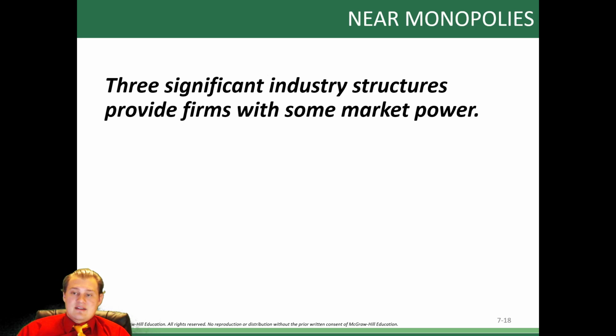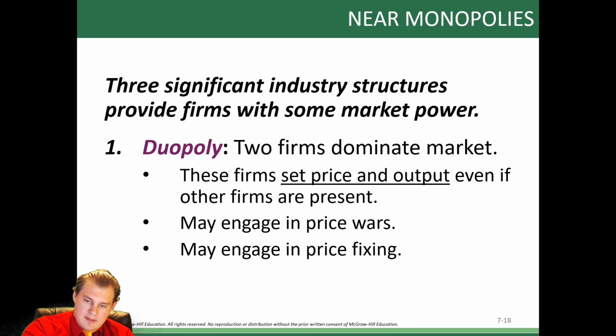Three significant industry structures provide firms with some market power. Duopolies: two firms dominate, and these two firms together set the price and output, even if other firms are present. For example, going back to soda, Coke and Pepsi are the main ones. You've got a lot of other people there, but Coke and Pepsi basically set the prices and output for the most part. Other people do things.